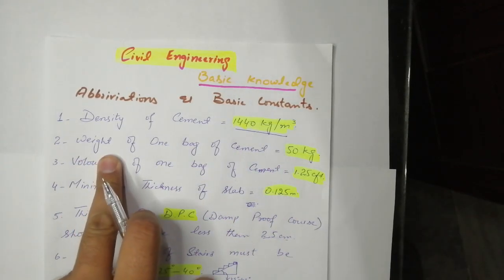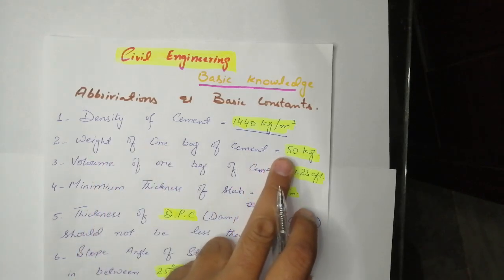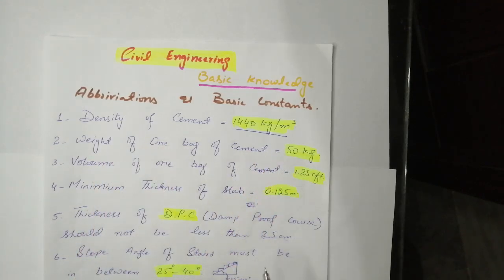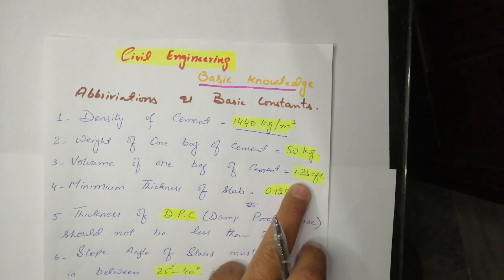Second one is weight of one bag of cement. So the weight of one bag of cement is 50 kg. The volume of one bag of cement is 1.25 CFT. CFT means cubic feet.